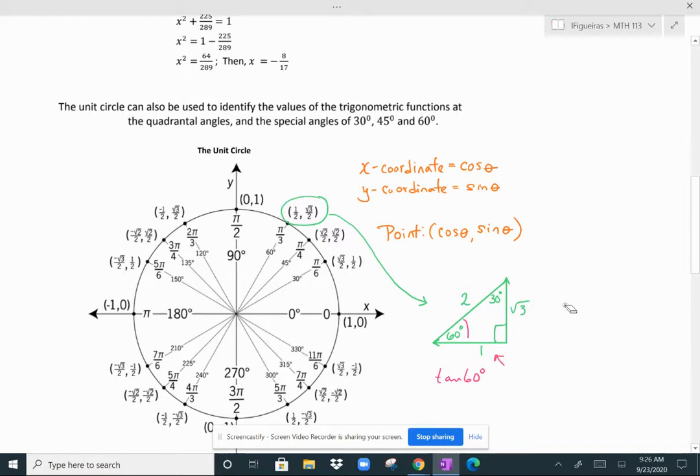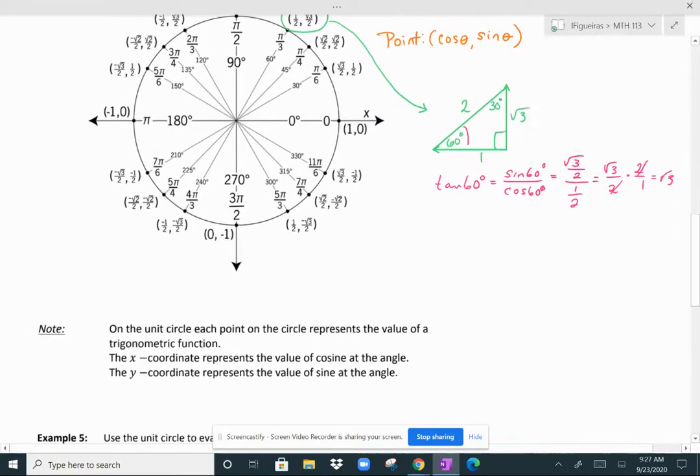But if I'm looking at the unit circle, it's also sine of 60 over cosine of 60. So I can take the information I know from the unit circle, which is root 3 over 2, divided by 1/2, which is the same as root 3 over 2 times the reciprocal, which is 2, and that also gives me an answer of root 3. So you get the same answer whether you're using the right triangle or the unit circle.